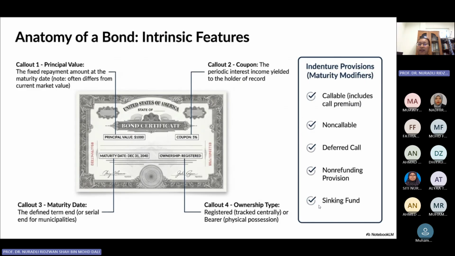At the end of the day, you will have a 5% coupon, so you will have 5% interest. It will also have a maturity date. If it is 1 year, then you have 5%, which is 50 ringgit, at the end of the year. And then the number four is the ownership type: registered, tracked centrally, or bearer physical position. So these are the intrinsic features of a bond. Basically, this is the conventional bond.